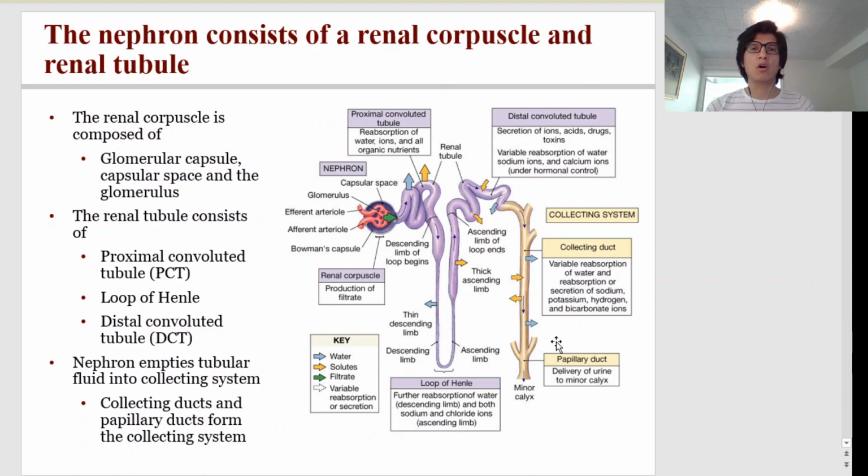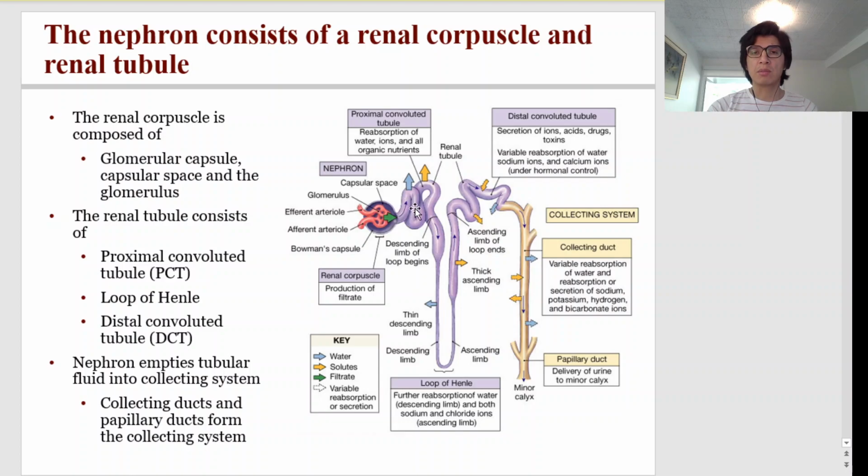Here we have a view of the nephron. Let's start where the afferent arteriole enters the renal corpuscle. The afferent arteriole creates this capillary bed, which is known as a glomerulus. The pressure under which these capillaries are will determine the amount of filtration that occurs. This filtration will occur in this capsular space of the glomerulus.